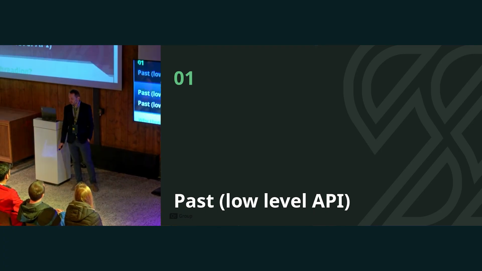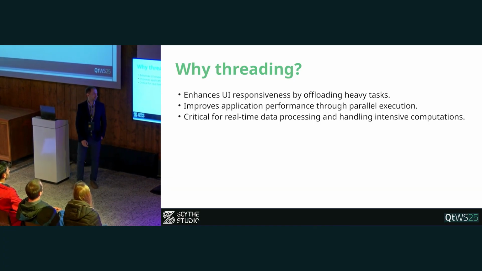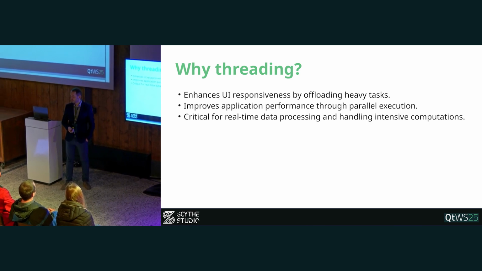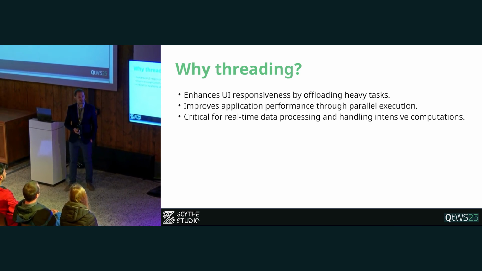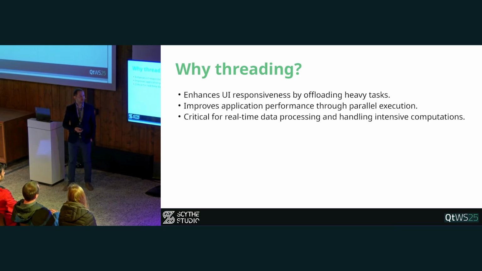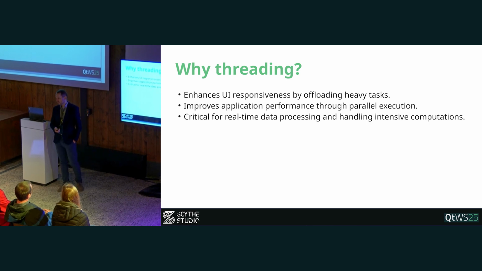Okay, so let's start with the past, but maybe let's briefly recall why do we need multi-threading at all. If you want to keep your user interfaces fluid and responsive, you need to offload any heavy tasks to a background thread. And what is a heavy task? It depends on the context, but I think that a good rule of thumb is that if you have something that potentially could take longer than 250 milliseconds, then you should move it to a separate thread, because a quarter of a second is already a noticeable delay for a user.